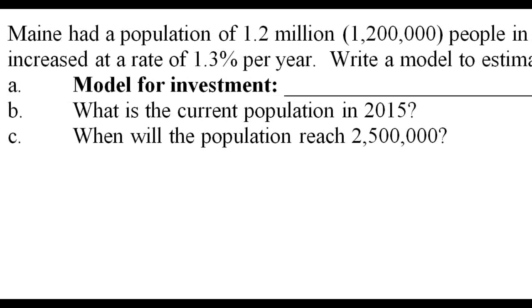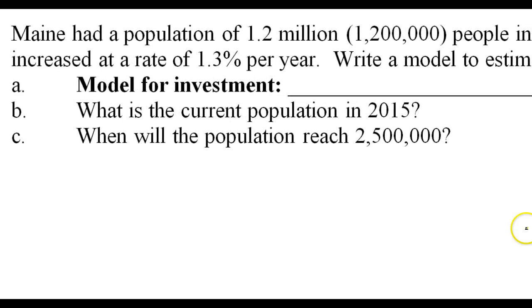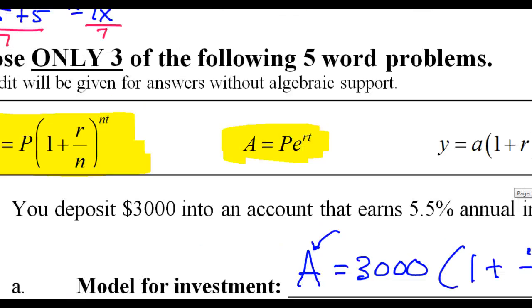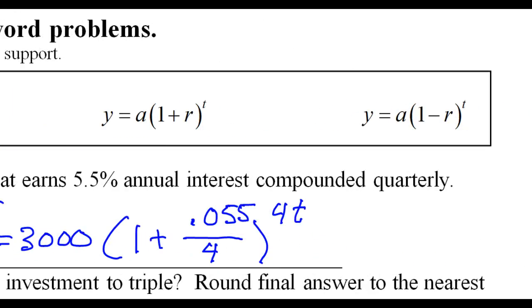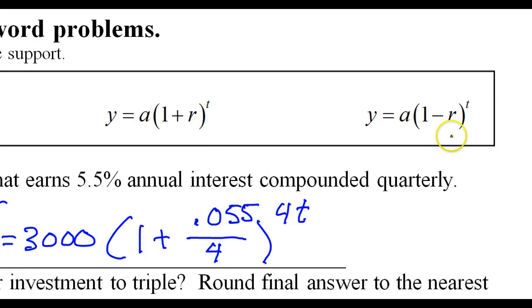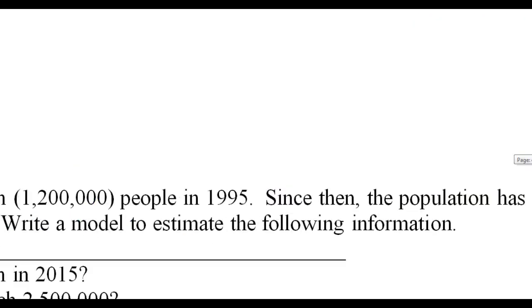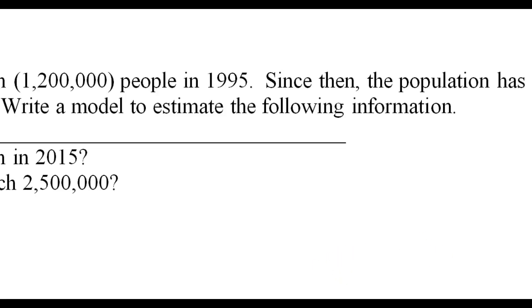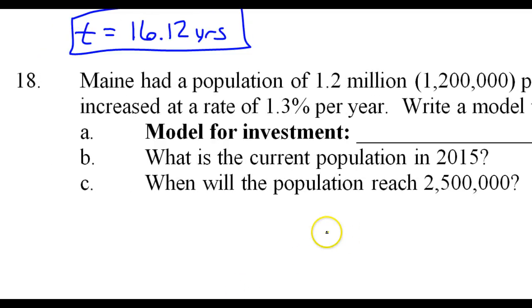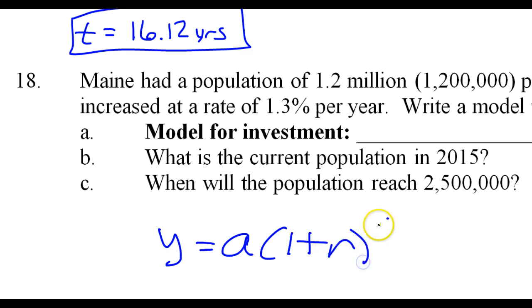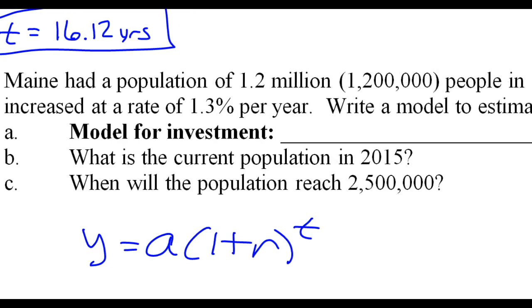Okay. So, for my model, first of all, I need to decide which one of these equations I'm dealing with. This does not sound like compound interest to me. So it's going to be one of these two. Alright, growth or decay. Since then the population has increased, so the model we're using is y equals the original amount times 1 plus the rate to the power of time, the growth model.